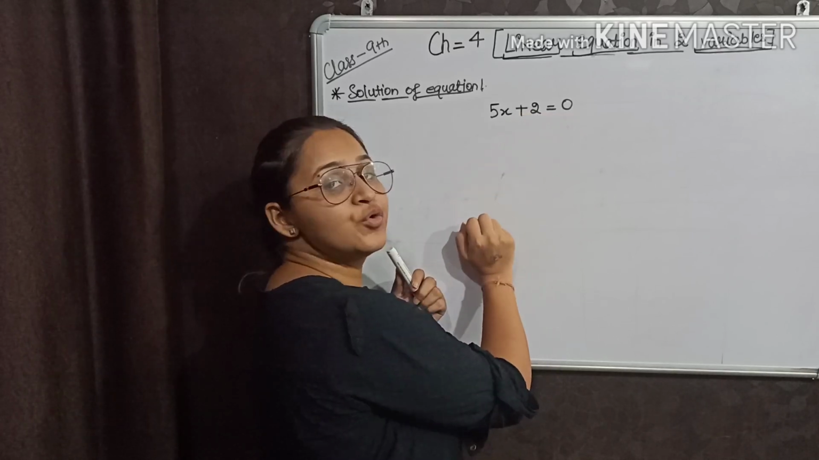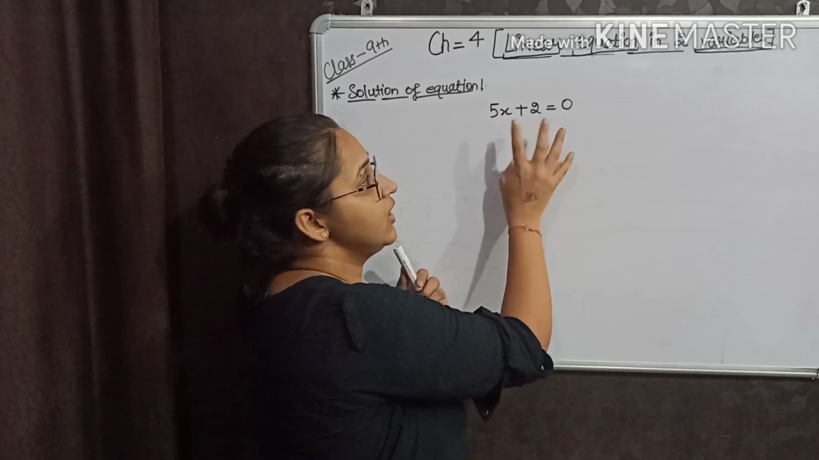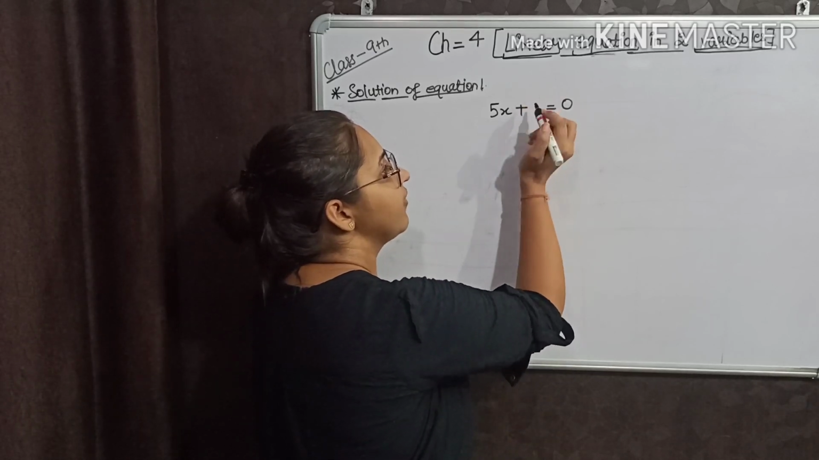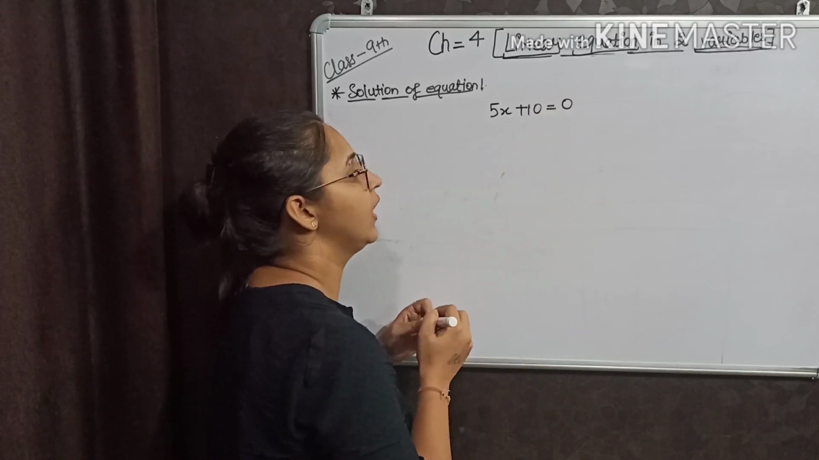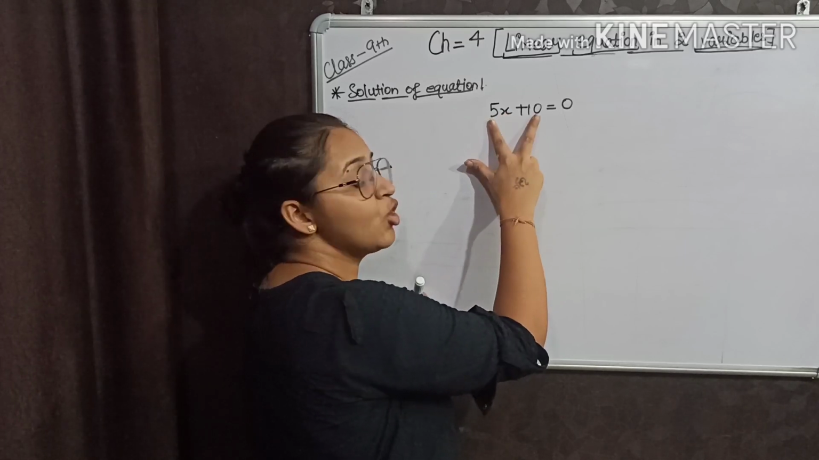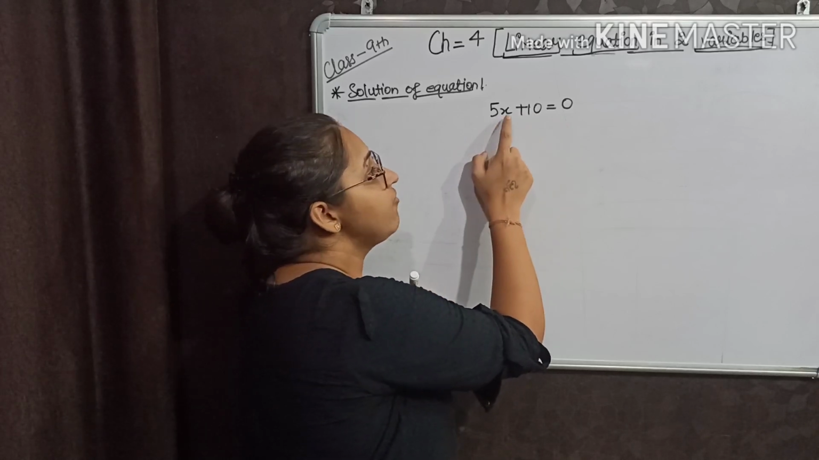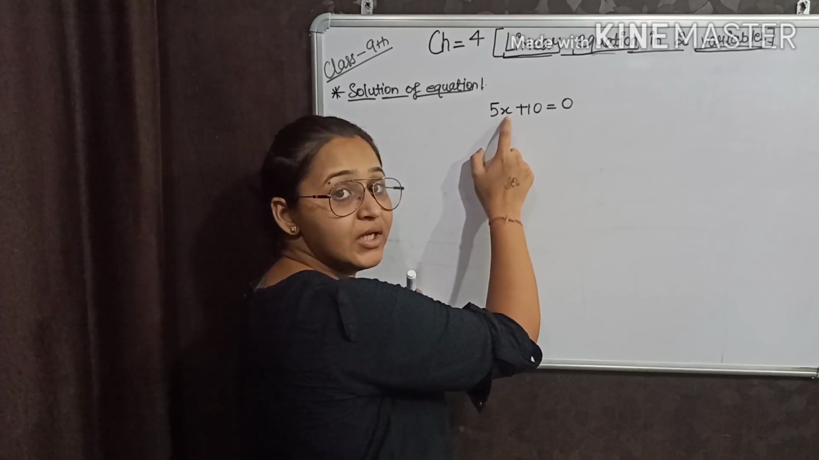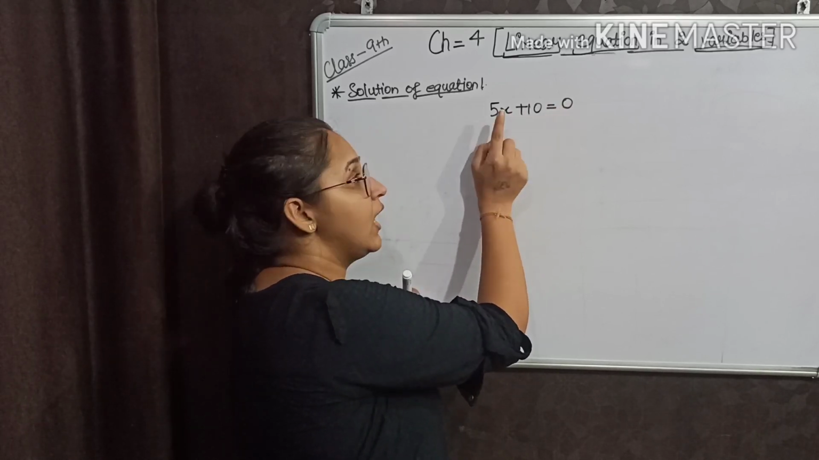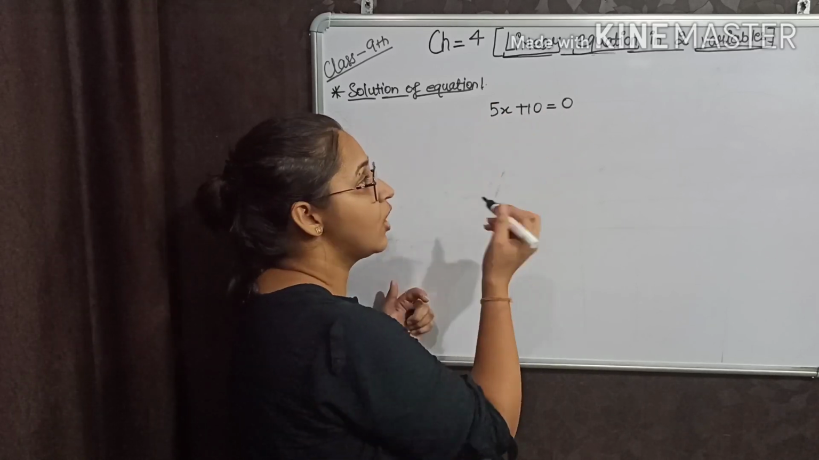Finding the solution means I am finding the value of the variable which will satisfy the given equation. For your convenience, I am taking here 5x plus 10 is equal to 0. Now see, I have to find the value of x because 5 and 10 are constants. These quantities will not change. So I will find the value of only the variable x that will satisfy the given equation, and that value of the variable will be the solution of this particular equation. So how can I find it?